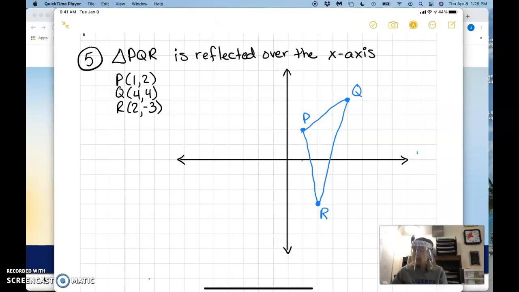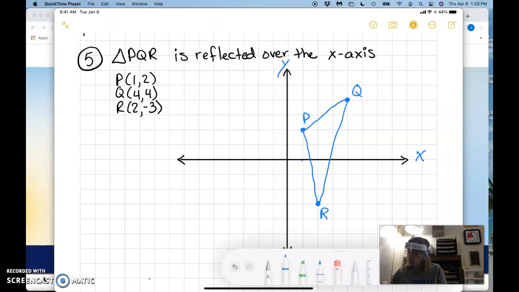The one that's going horizontal, that's my x. This is my y. So I have to flip this whole shape over the x-axis. So what I'm going to do, I'm going to change color so we can see it better. I'm going to move point R first. So instead of point R being at the bottom now, it's going to be up at the top. So I'm going to keep it right here at 2, but I'm going to go up 3. And that's going to be my new point R.